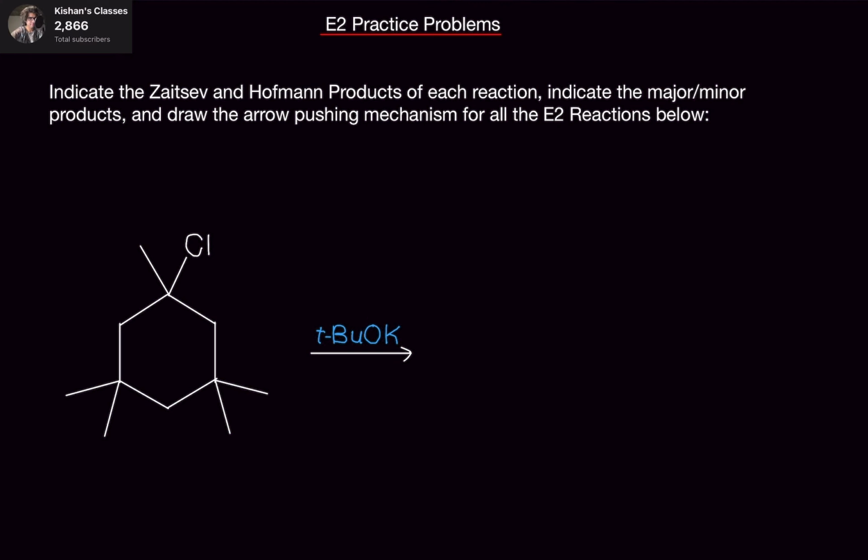So, now, in all seriousness, why is this important? Well, when you do E2 reactions, most of the time, not all the time, but most of the time, you get 2 different products. You get the Zaitsev product, and then you get a Hofmann product.